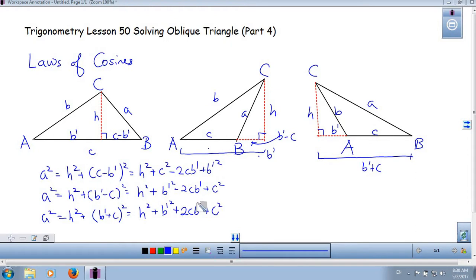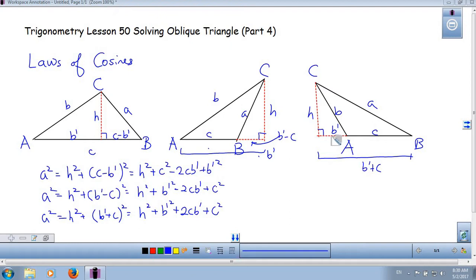Now, what is H squared? What is H? Well, H is related to B. Do you see that? If we go back to this figure 1, first figure here, B squared is equal to H squared plus B prime squared. And then here, H squared plus B prime squared is equal to B squared. So that is the key.